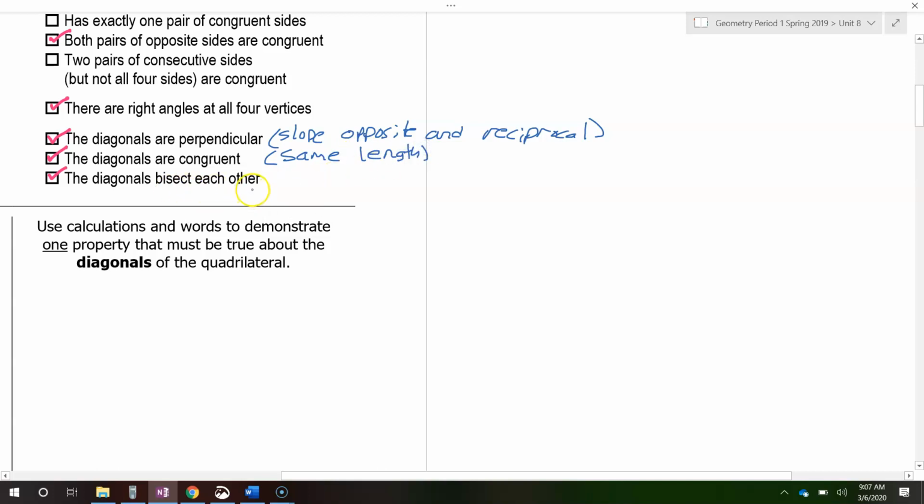Okay, now, if I wanted to show that the diagonals bisect each other, what would I have to show? That's the midpoint, okay? I'd have to show they have the same midpoint.